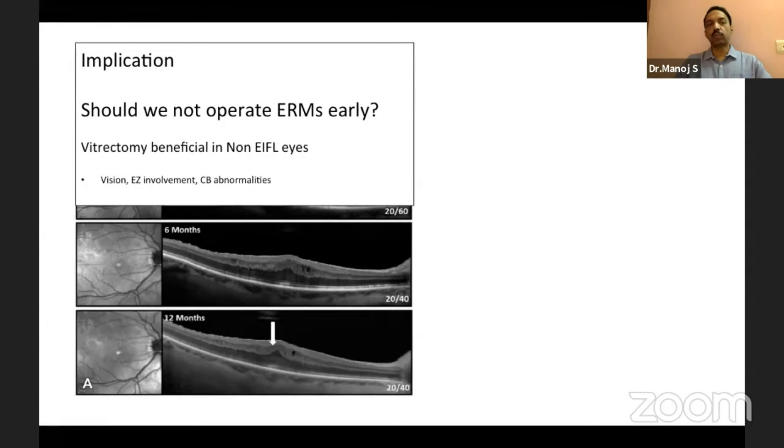So the take-home message is that we may need to operate on ERMs much earlier, even before they develop IFL, because studies have shown that vitrectomy is beneficial only in the non-IFL eyes.